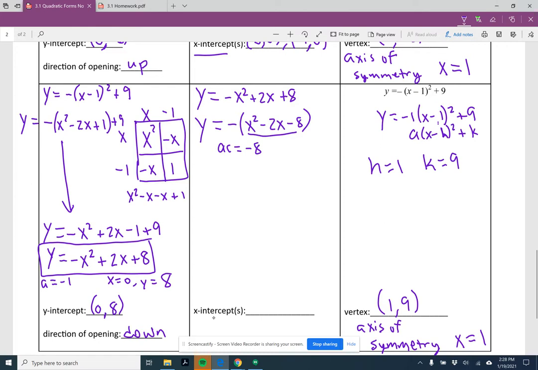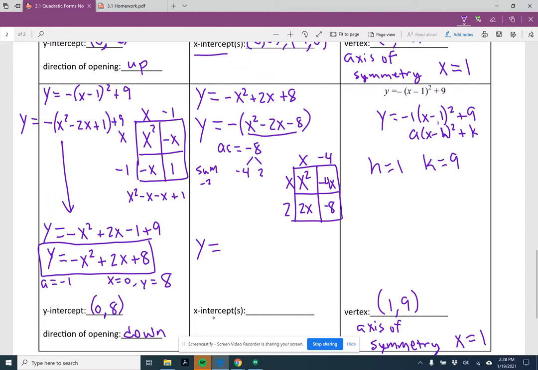A is 1, C is -8, so A times C is -8. We're going to find two numbers that have a product of -8 and a sum of -2. It's going to be -4 and +2. I'm going to go ahead and do the box. X squared. Middle term we're going to split as -4x and 2x. GCF for the top row, for the bottom row, for the first column, for the second column.